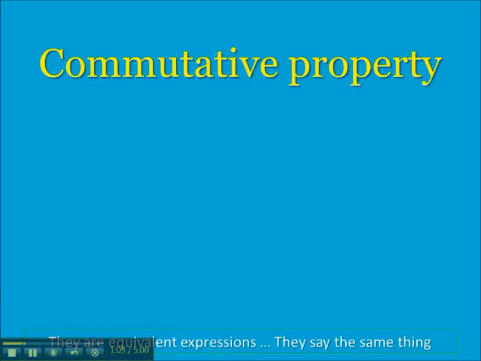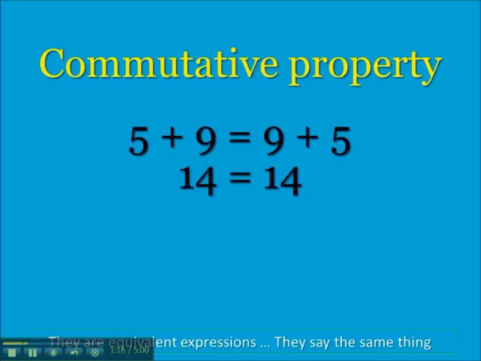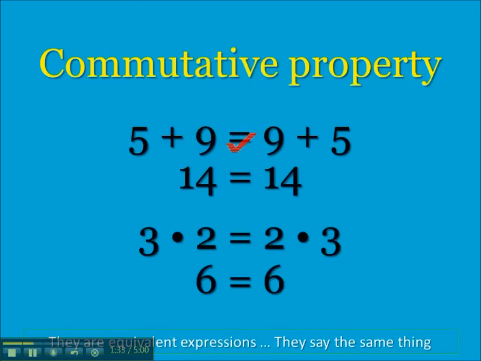So let's try a few. Is 5 plus 9 the same as 9 plus 5? Let's look. 5 plus 9 is 14. 9 plus 5 is 14. So yes, that's true. Is 3 times 2 the same as 2 times 3? Let's see. 3 times 2 is 6 and 2 times 3 is 6. So yes, that is the same. So this means that the commutative property says that these are equal.